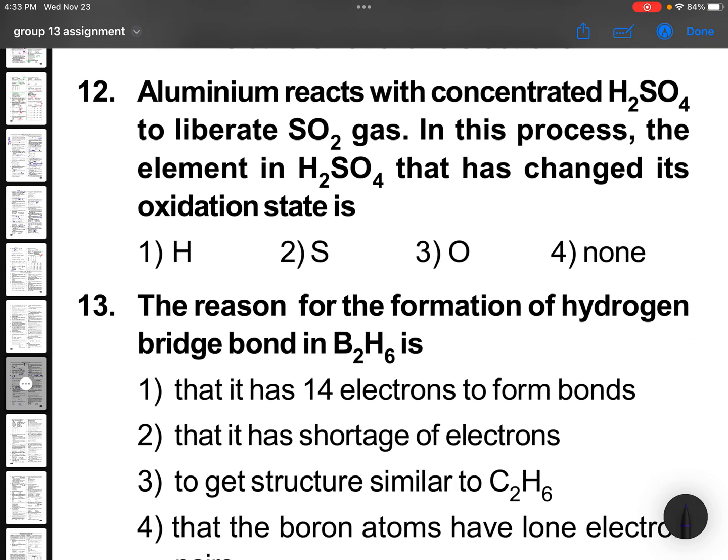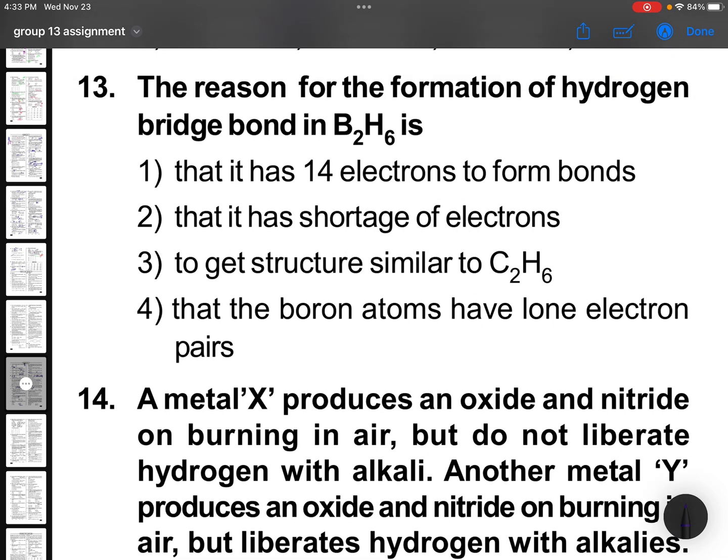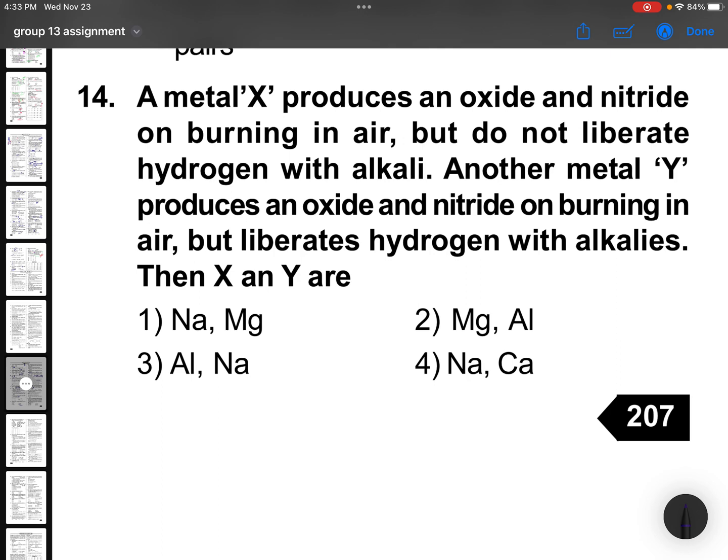Aluminium reacts with concentrated H2SO4 to liberate SO2 gas, right? In this process, the element whose oxidation state has changed: in H2SO4 sulfur is plus 6, in SO2 it is plus 4. So the change is 2, obviously for sulfur. The reason for the formation of hydrogen bridge in B2H6 is that it is an electron-deficient compound, with a shortage of electrons. The structure is known to you.